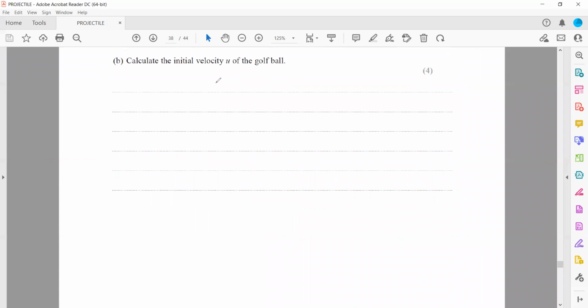So we use this equation, s equals ut plus half at square, because we consider the whole projectile motion. So the vertical displacement is 0. If the vertical displacement is 0, what about the initial velocity u? That is equal to u sine 40.